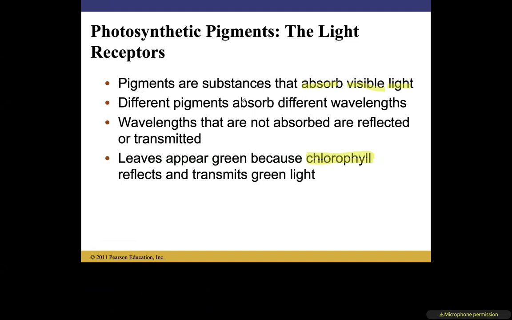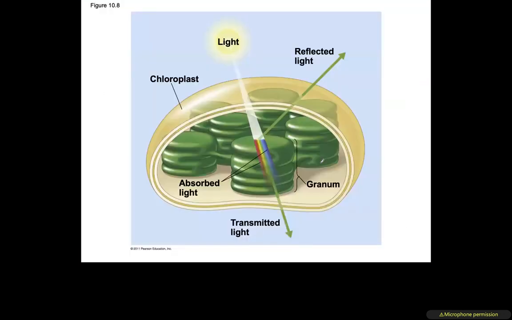And so different pigments are going to absorb different wavelengths. And so your wavelengths that are not absorbed, they're going to be reflected or transmitted. And that's why when they're reflected, that's why we see plants as green, because we are seeing what the chlorophyll is not absorbing, but it is reflecting. So that's what this is right here.